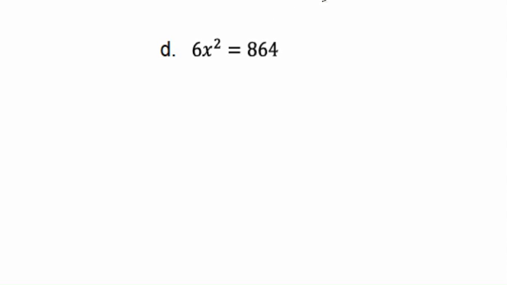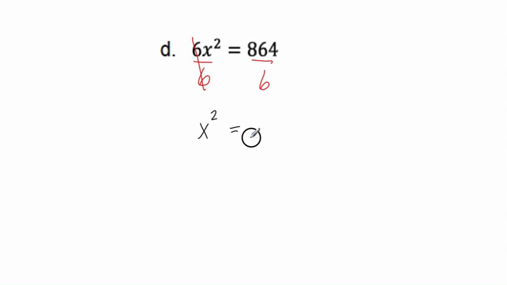6x squared equals 864. So we have a number in front of the variable part, so we know it's multiplying, so the opposite is dividing by that number. So I'm going to divide by 6 on both sides. The 6 over 6 cancels. And I'm left with my x squared equals, let's do short division.